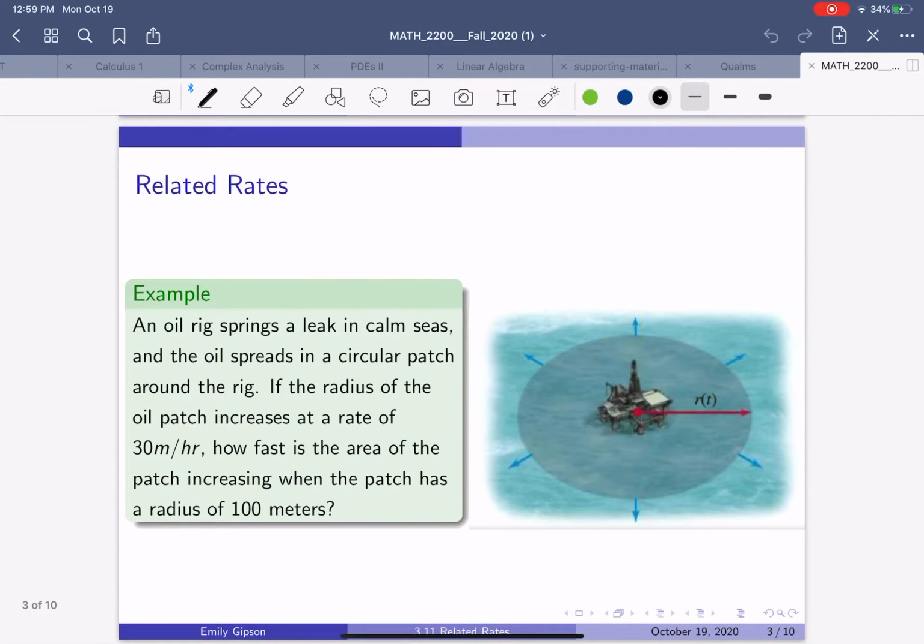So an oil rig springs a leak in calm seas and the oil spreads in a circular patch around the rig. If the radius of the oil patch increases at a rate of 30 meters per hour, how fast is the area of the patch increasing when the patch has a radius of 100 meters? So what we've done here, off to the right, is we've drawn a picture of a circle that's being expanded as our radius is increasing. And that's going to be pretty fundamental. So we've sketched a picture, and that's our first step.